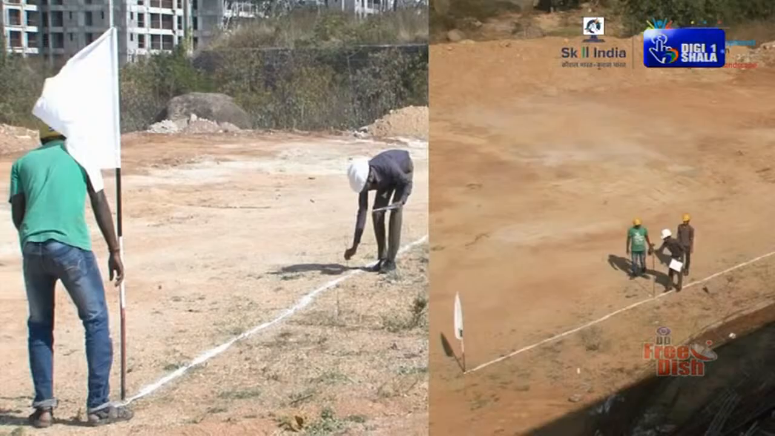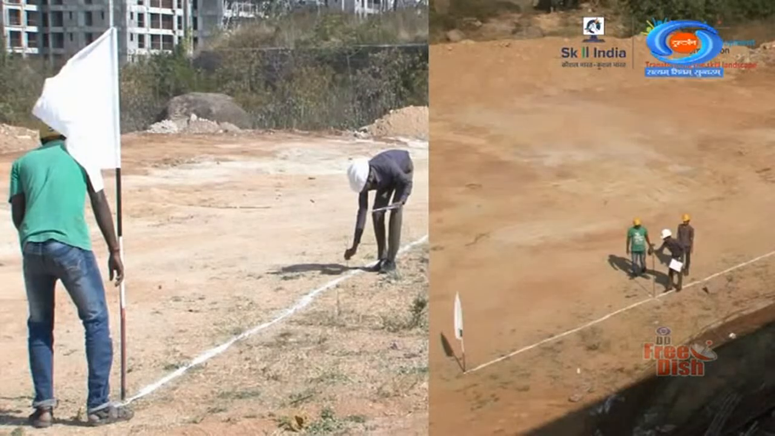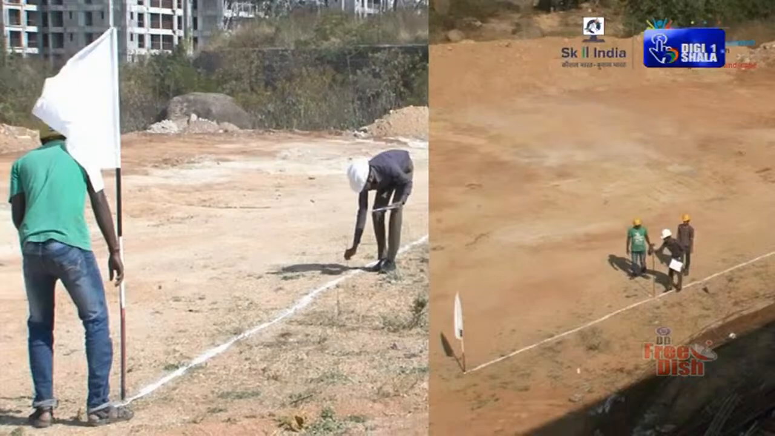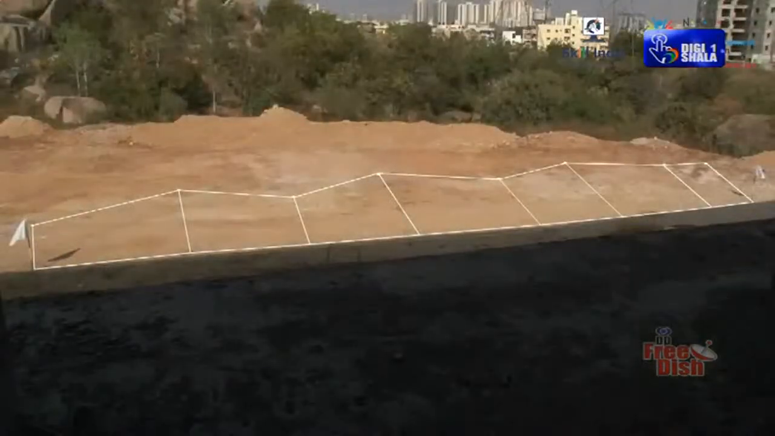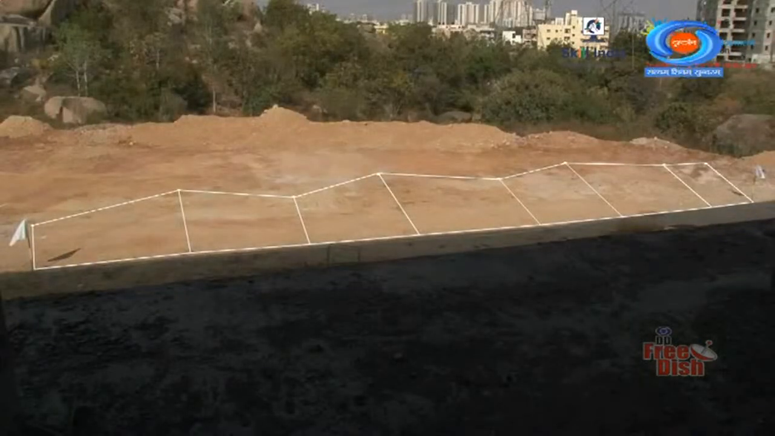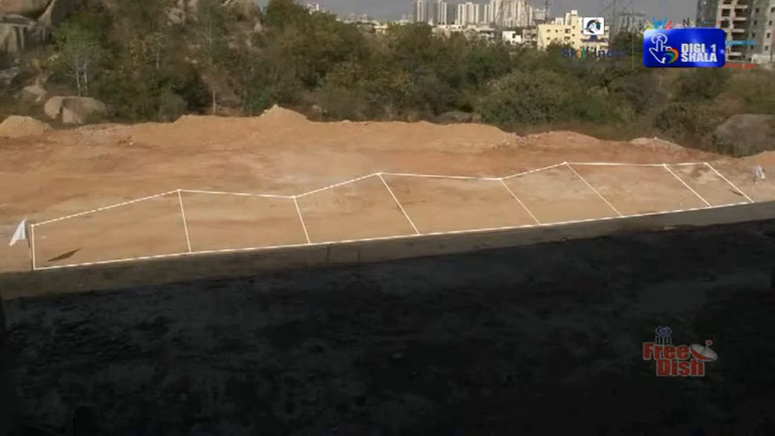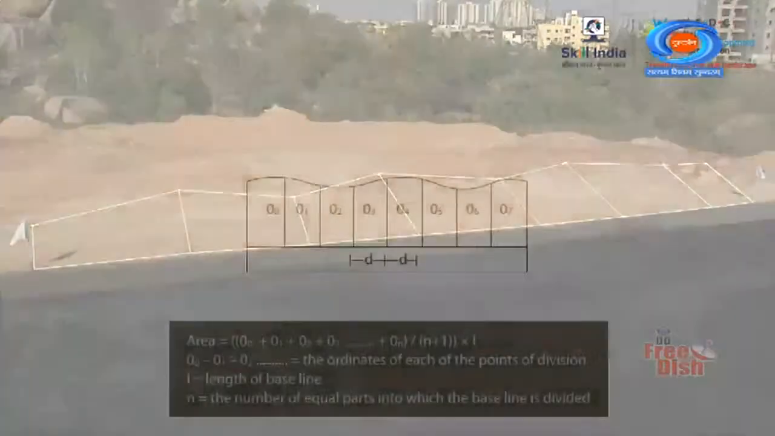In this module, you have learnt the steps involved in field data entry and cross-staff survey for estimation of areas, and also to find the area by using chain and offsets. In the average offset method, the area is computed by dividing the baseline into equal chainages and taking perpendicular offsets by placing the cross-staff at equal chainages.